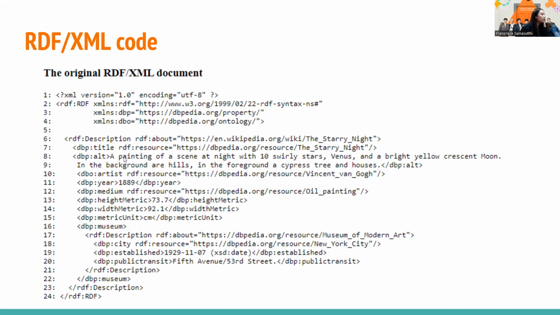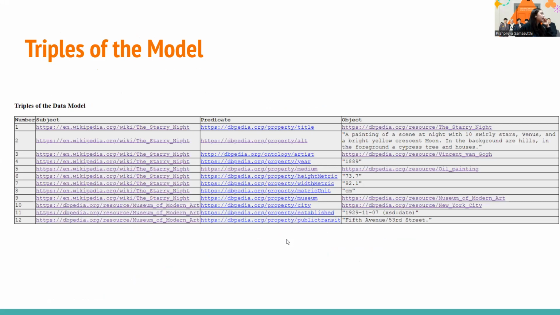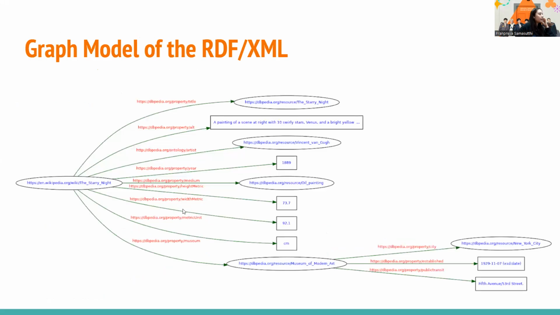And for the object, we have two types, which are the object and the literal. For the object, we also use rdf:resource to inform that it is an object too. And the next is the triple of the model, which is informed as subject, predicate, object. In the subject, you can see that we have two subjects. This is the Starry Night and the Museum of Modern Art. And this is our graph.